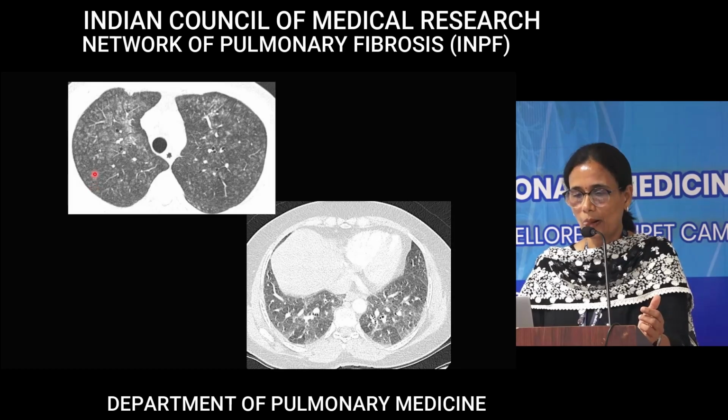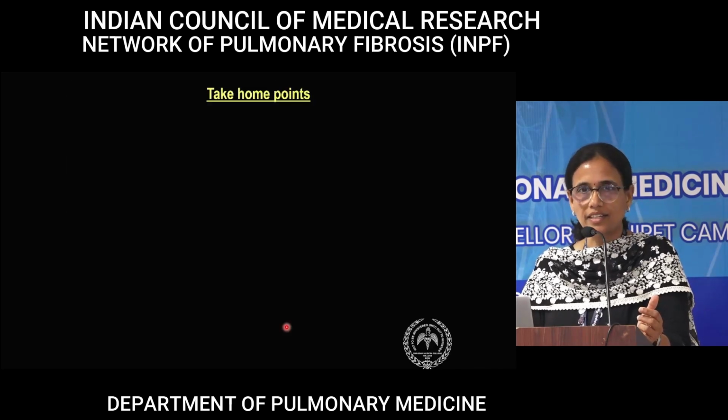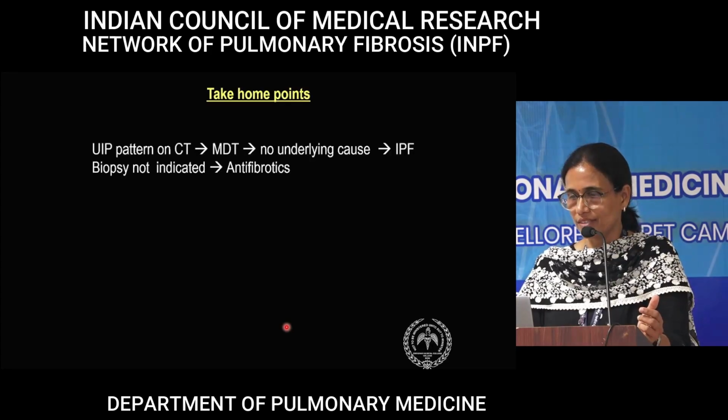What about this? Hypersensitivity pneumonitis. So we are seeing centrilobular ground glass nodules, and here what are we seeing? Three density sign. So hypersensitivity pneumonitis.